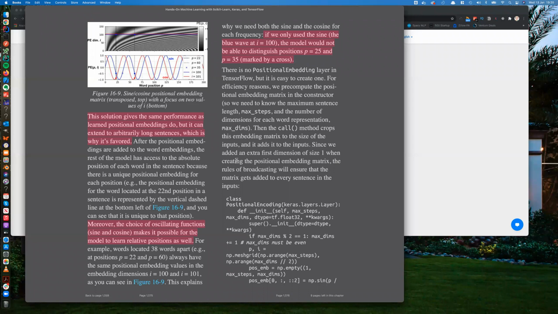So what he's saying is that the choice of oscillating function, sine and cosine, makes it possible for the model to learn relative position as well. For example, if for some reason it needed to know that there are two words located 38 words apart, one at position 22 and one at 60, then the values for the word at position 22 in dimension 100 and position 60 in dimension 101 are the same values.